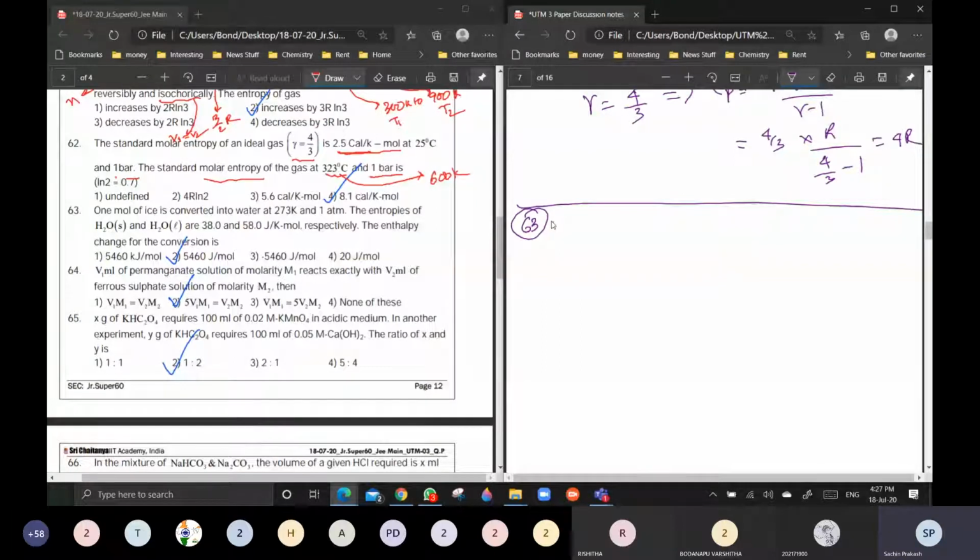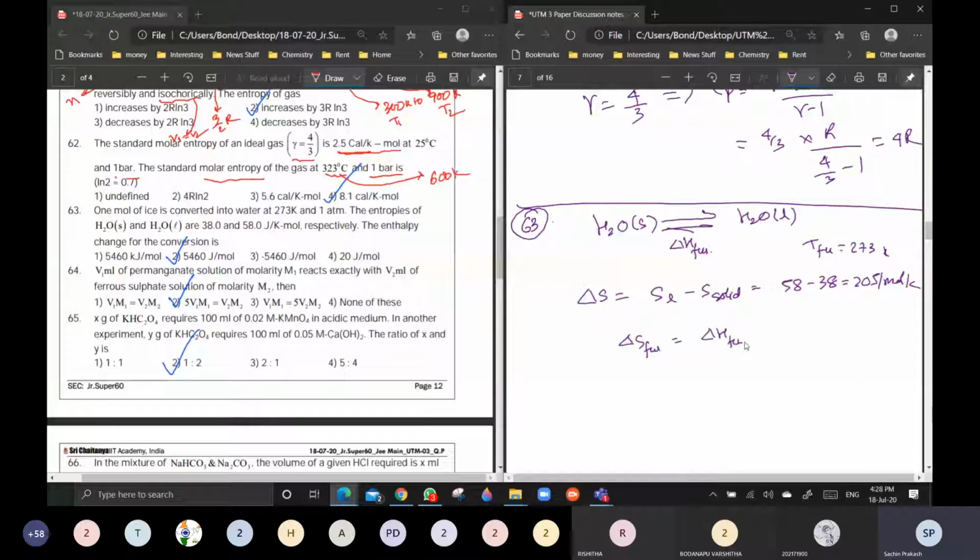Okay, in 63, they are saying H2O solid is going to H2O liquid. So it is basically fusion. There is some delta H fusion associated with it. Now you see entropies. What is delta S for this process? It will be S of liquid minus S of solid, which is 58 minus 38, so 20 joule per mole Kelvin. And delta H fusion is not given, but temperature is given to be 273 Kelvin. So delta S fusion is delta H fusion by T fusion.